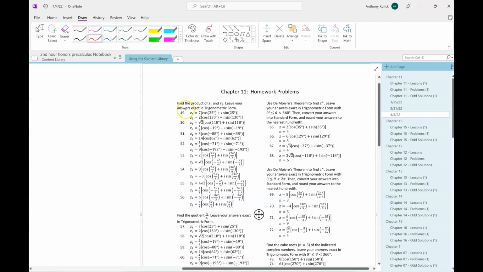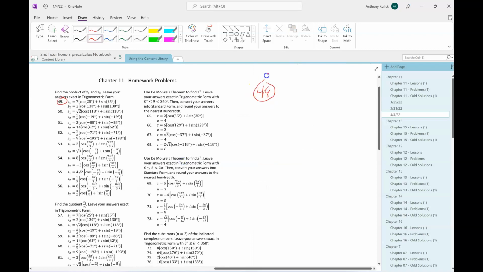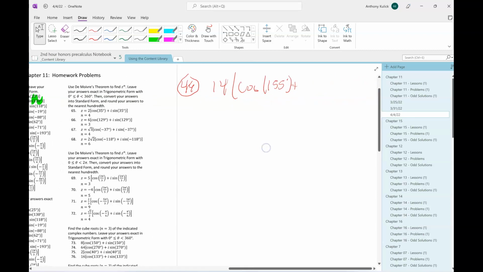All right, so 49. Okay. These are mental math problems now at this point, so all I need to do is multiply the r's, and then I'm going to add the thetas. Done. Is that cool? That's lovely, isn't it? Yeah. Maddie, you do that again.